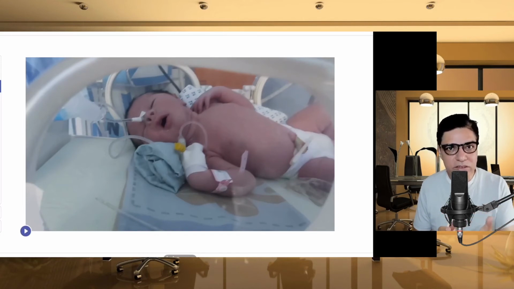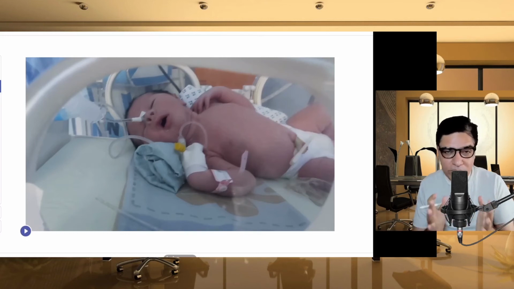So this looks very subtle. There is no jerkiness of the limbs, but there were repeated smacking movements, and it was associated with a drop in the saturations, or in other words, associated with autonomic phenomena. So that is seizures. And in neonates, most of the seizures are subtle seizures.